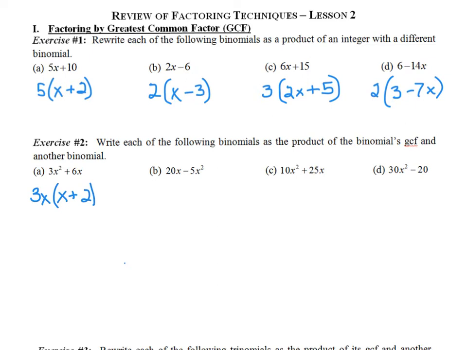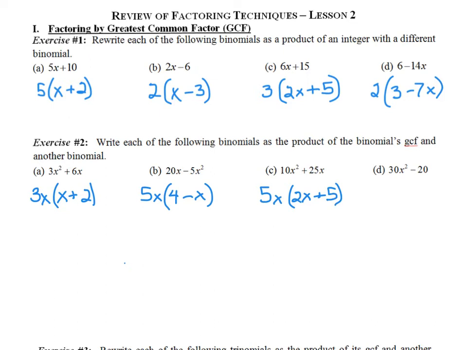In part B, I'm thinking that the greatest common factor is a 5x, so I'm going to divide each of these terms in the binomial by 5x. So I have 4 minus x inside parentheses. For part C, my greatest common factor is going to be 5x. When I divide both terms by 5x, I'm left with 2x plus 5.